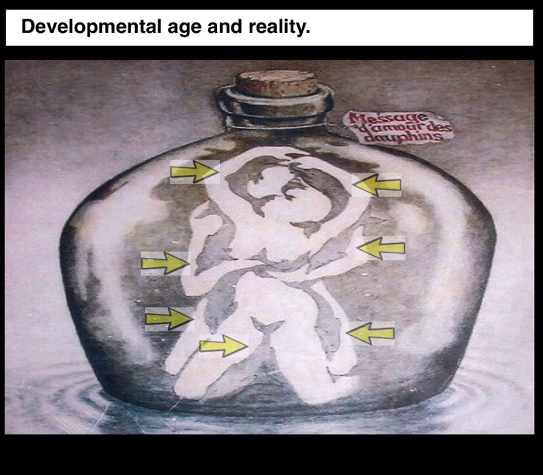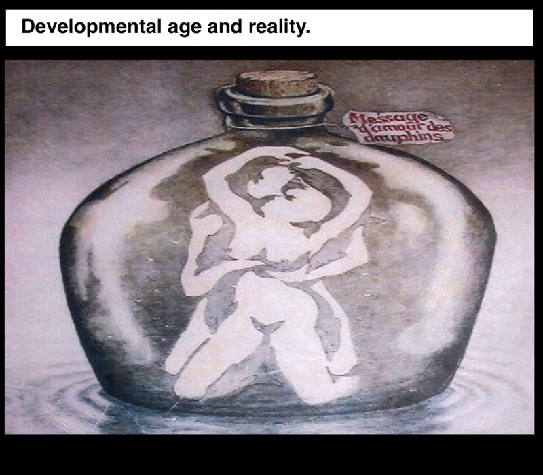Young children don't have the sexual experience or schema or frame of reference that we do. So they see what is their reality, the dolphins. We see what is our reality, which is a man and woman in an intimate embrace. So developmental age is another issue that can affect our perception of reality.